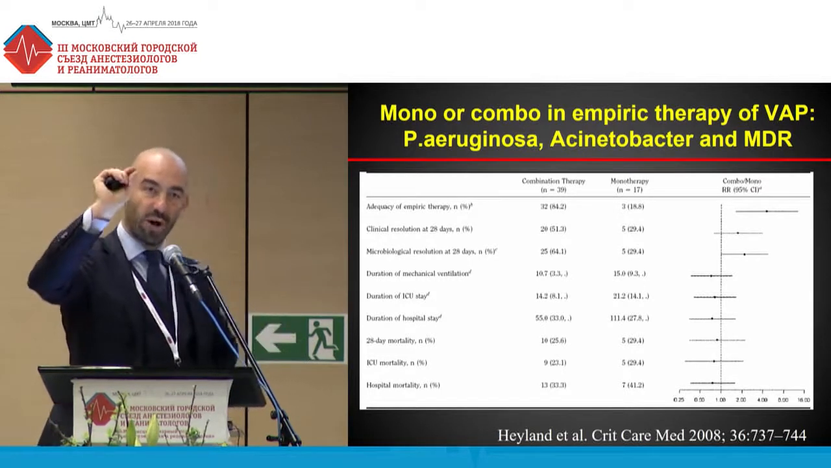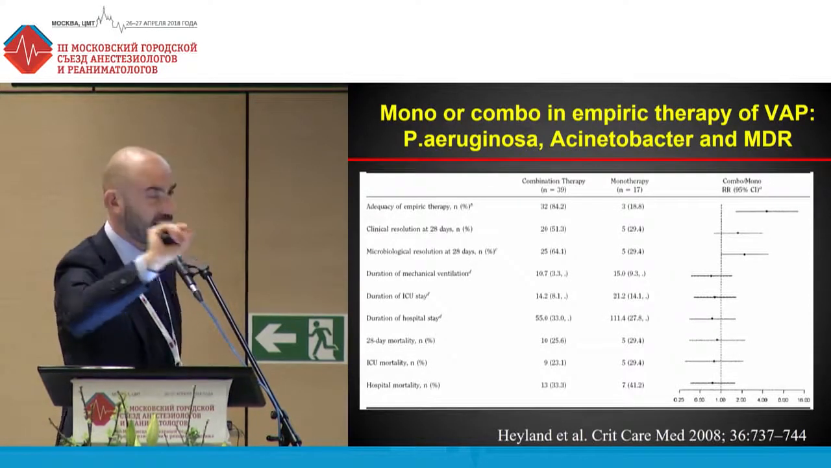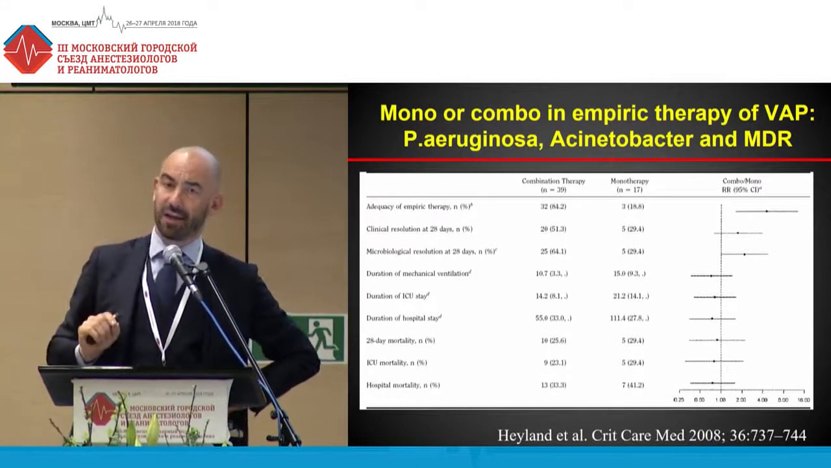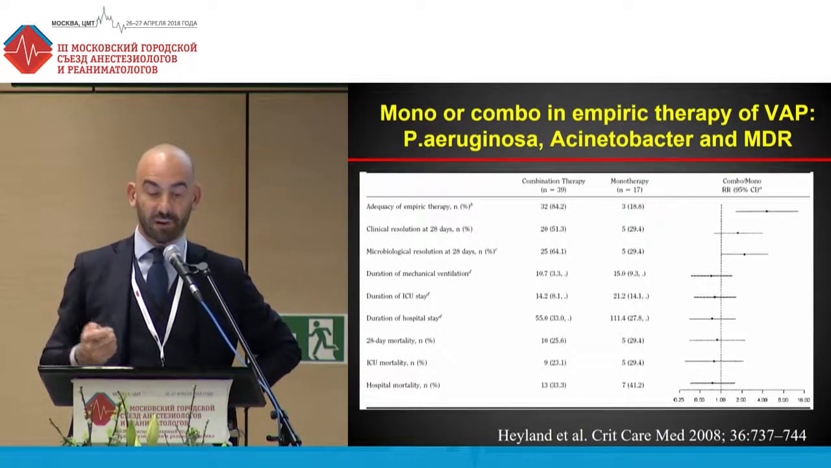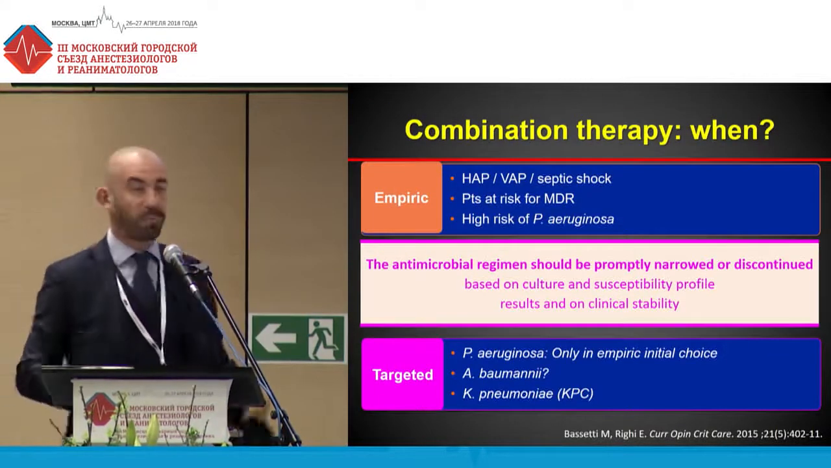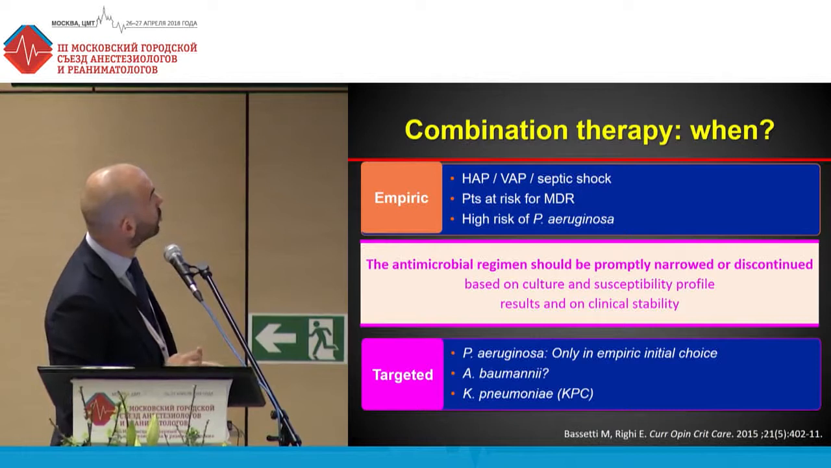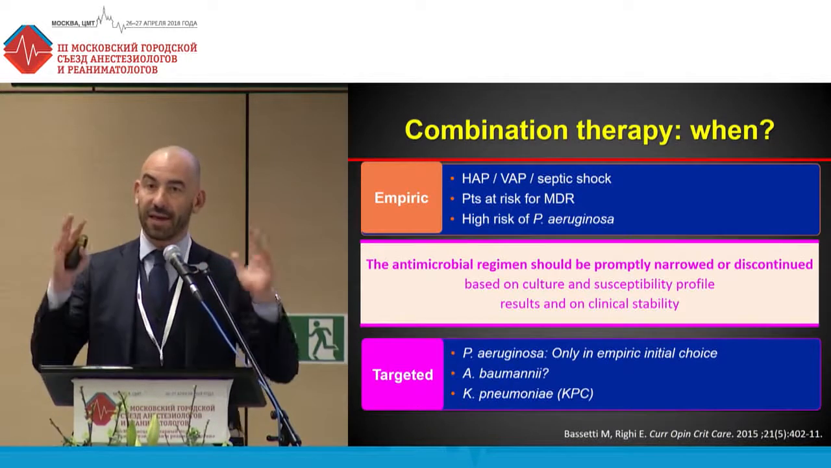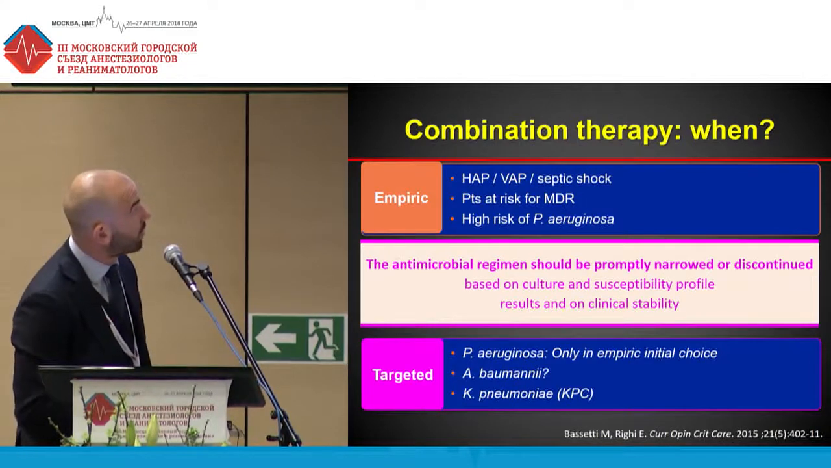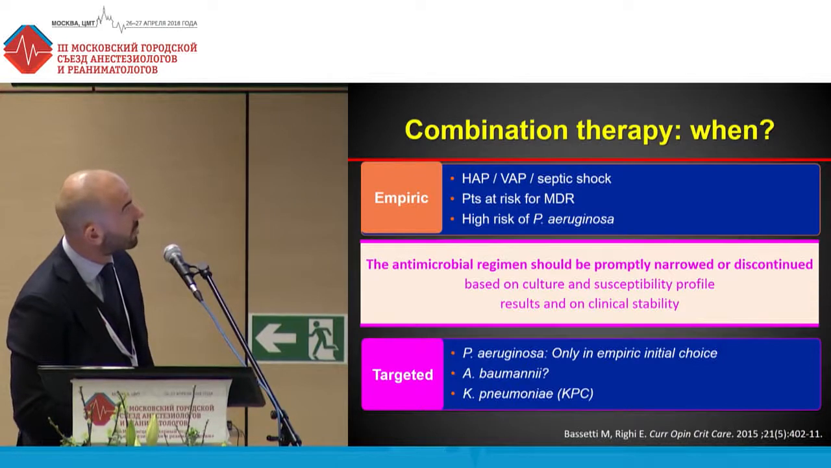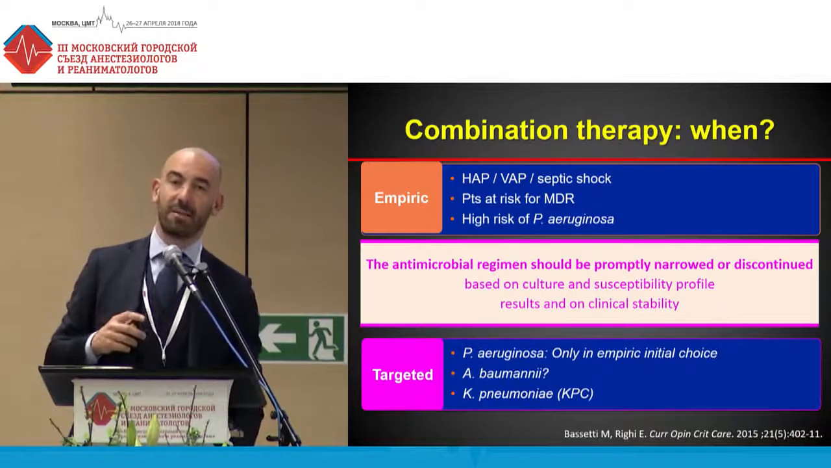So don't forget that one of the main points that we have to address for patients with ventilator-associated pneumonia is to try to give them an adequate treatment. And combination means more adequacy. And for this reason, my personal opinion is that for patients with ventilator-associated pneumonia, or in general hospital-acquired pneumonia, it's good to go for the combination therapy, at least in the initial choice. Then, the antimicrobial regimen should be promptly narrowed or discontinued based on culture and susceptibility profile results and on clinical stability. This is my message.